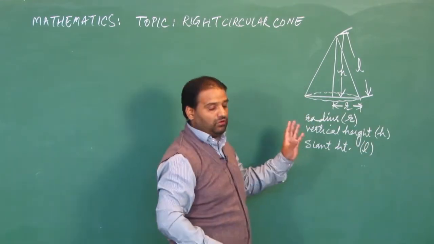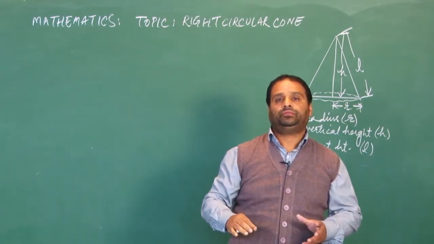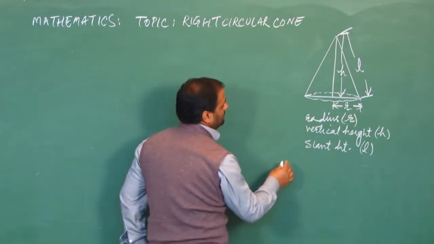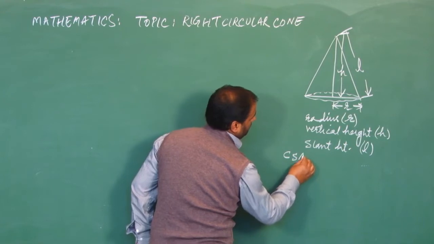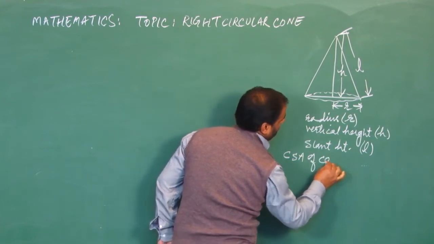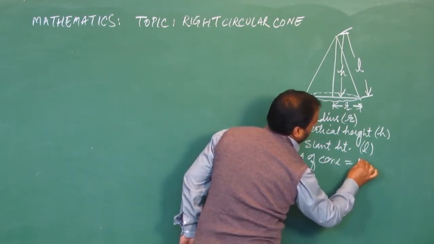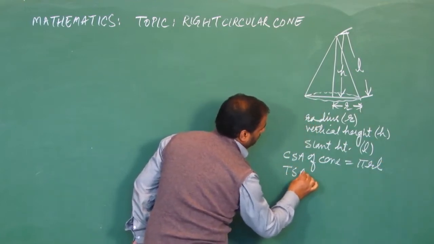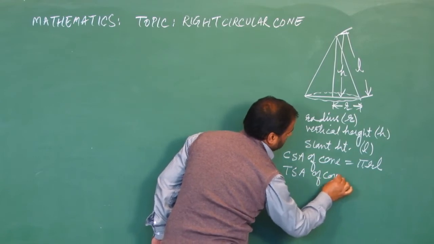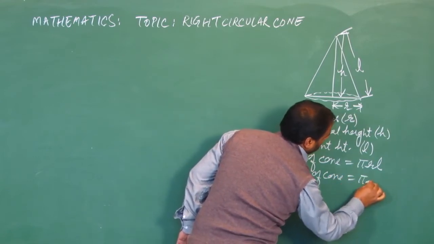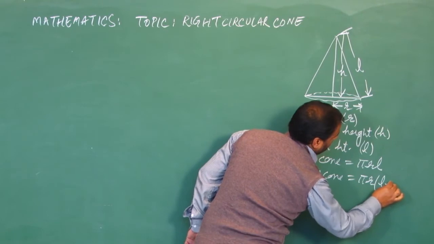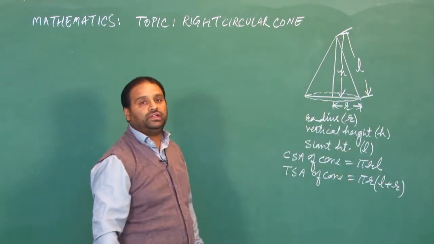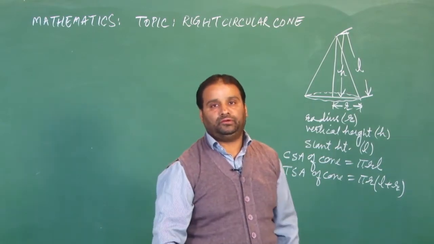Now, if we take only the curved surface area, or the curved face of the cone, we will get its curved surface area. Curved surface area of the right circular cone is pi r L, and the total surface area of the cone is pi r into (L plus r). If we add the circular area to its curved surface area, we get the total surface area of the cone.